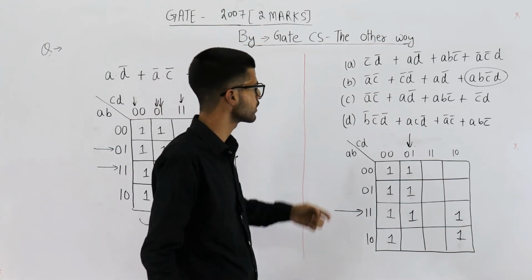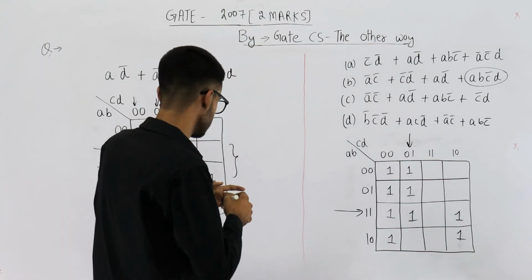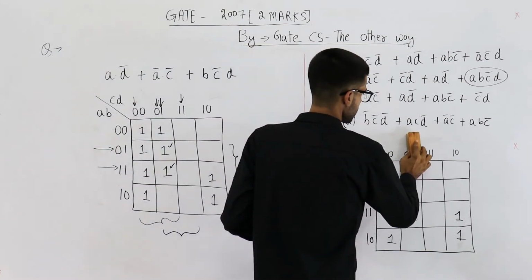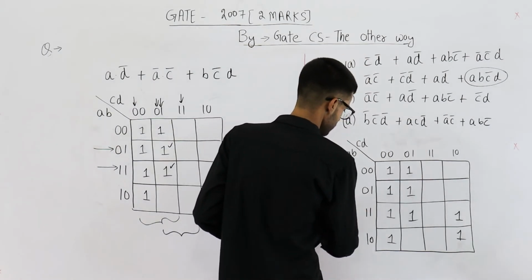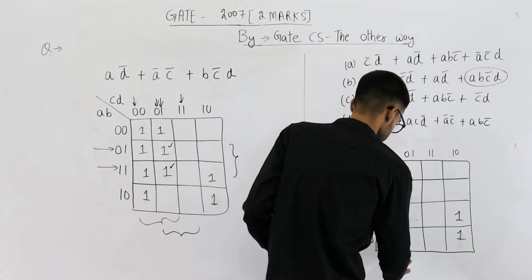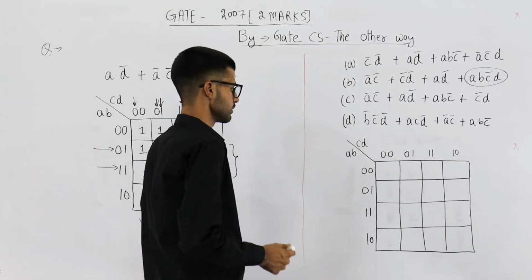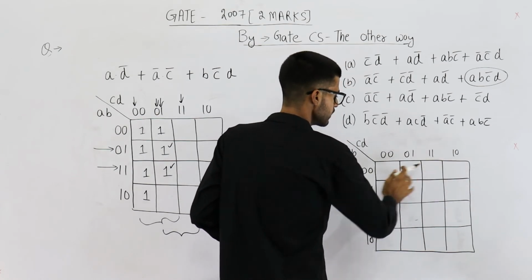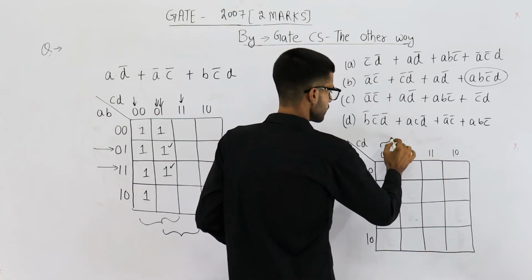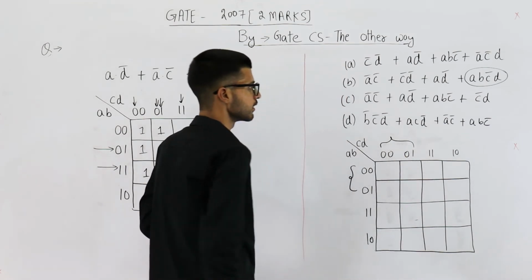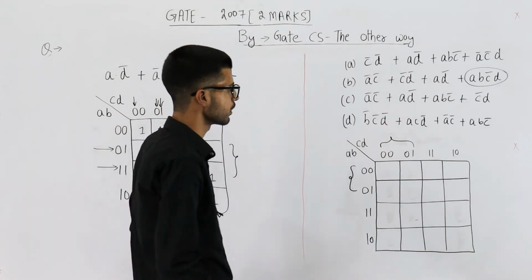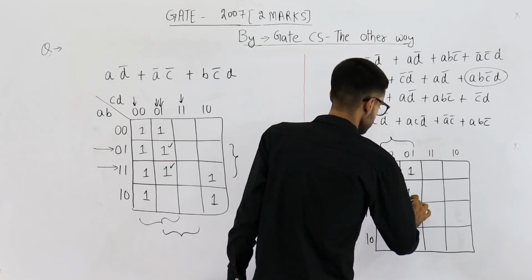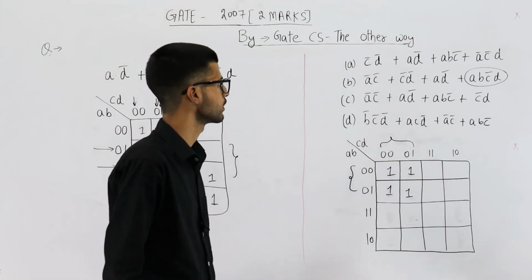Now let's move on to the third option, which is A bar, C bar. So you can see A bar, C bar means A bar is all of these 8, C bar is all of these 8, and their intersection will be these 4 cells. Okay, this is A bar, C bar.